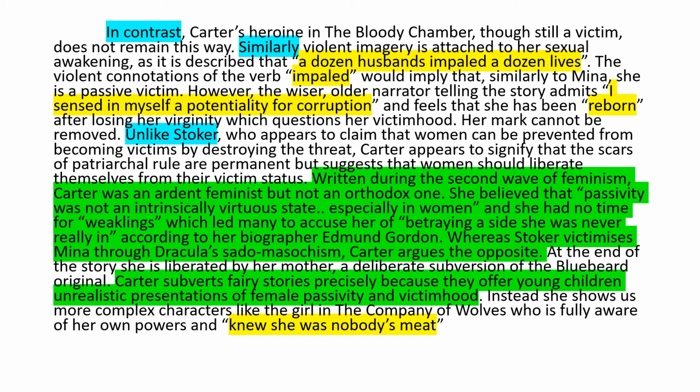So, what are the strengths in this? This is a wide-ranging, detailed exploration of comparison and contrast that uses quotes economically. One-word quotes: reborn, impaled. Correct terminology, not just talking about the word, but the verb. Allusions have been referred to. Various contexts: the biographical context, what people have said about Carter, but also the context of fairy stories.